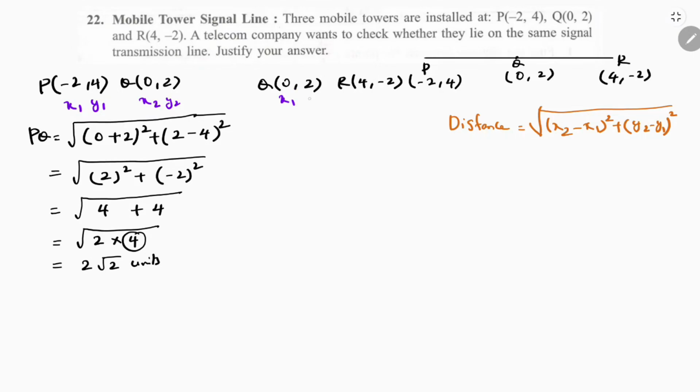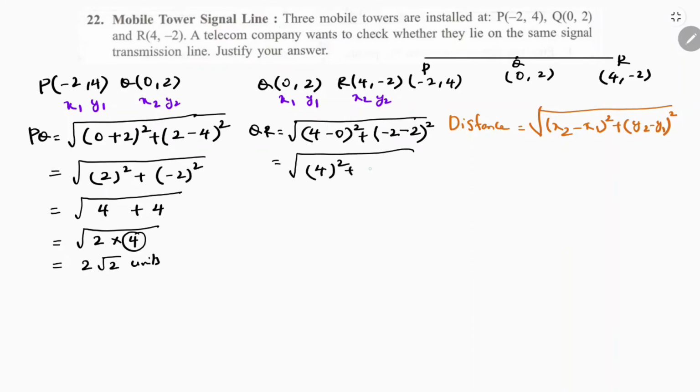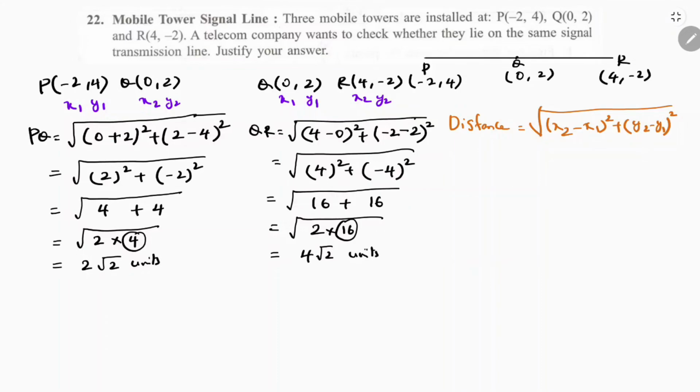So again here this is (x1, y1), (x2, y2). Now QR distance is the square root of (x2 minus x1), 4 minus 0 whole square, plus (y2, minus 2, minus y1 which is 2). So here 4 minus 0 is 4 square, minus 2 minus 2 is minus 4. When both are negative, add and keep minus. 4 square is 16, 4 square is 16. So 2 times 16, plus 16 is 32. Root 16 is 4, so 4 root 2 units.